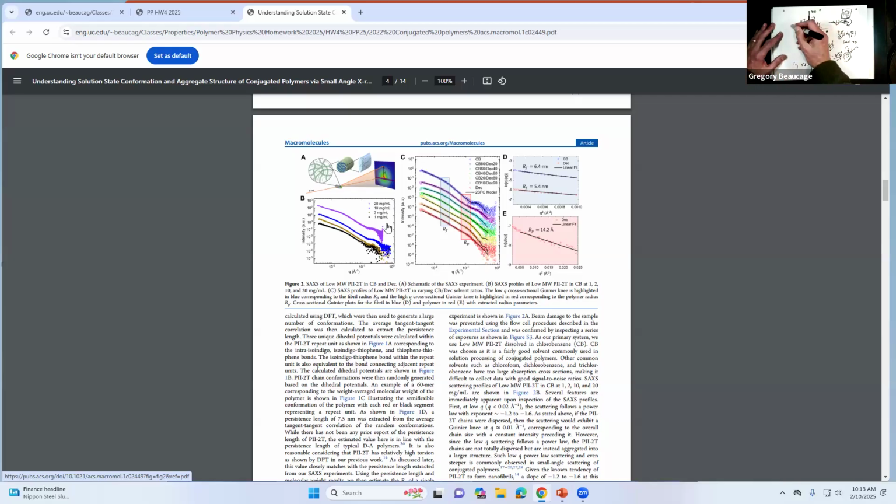So when you get a very broad thing, you have a very small thing. If you have a really sharp peak, you have a small q, so a large size. It's like when you look at the diffraction pattern from metal, the peaks are just spikes because it's a bulk metal.